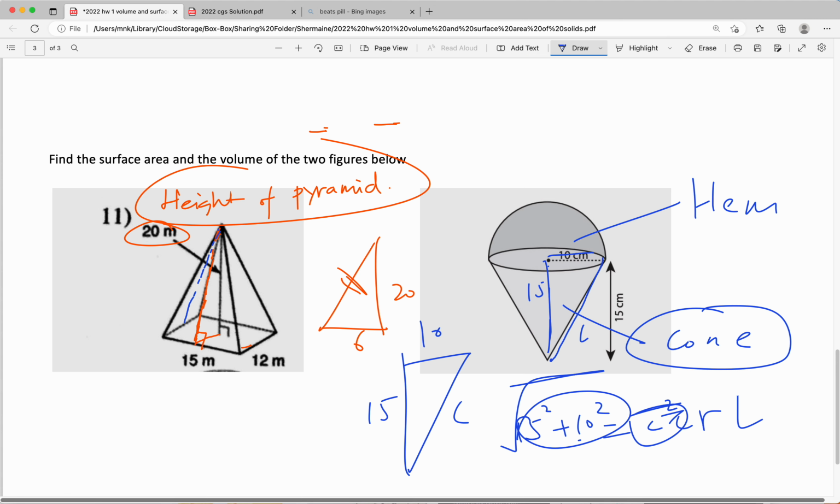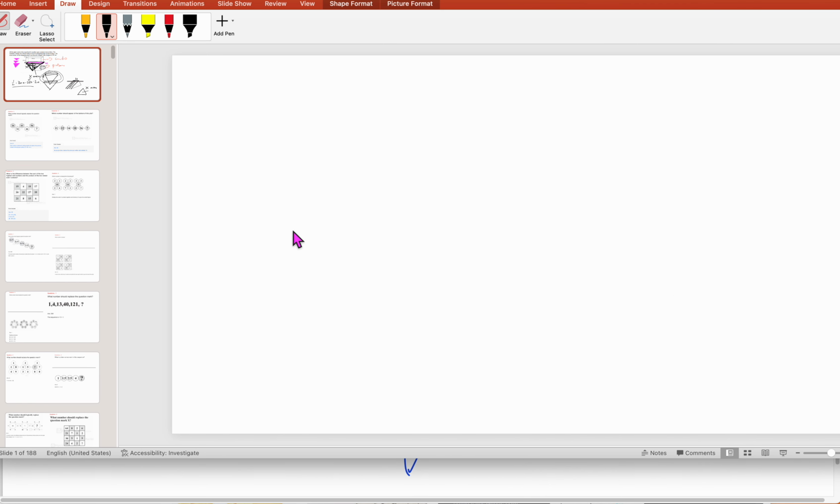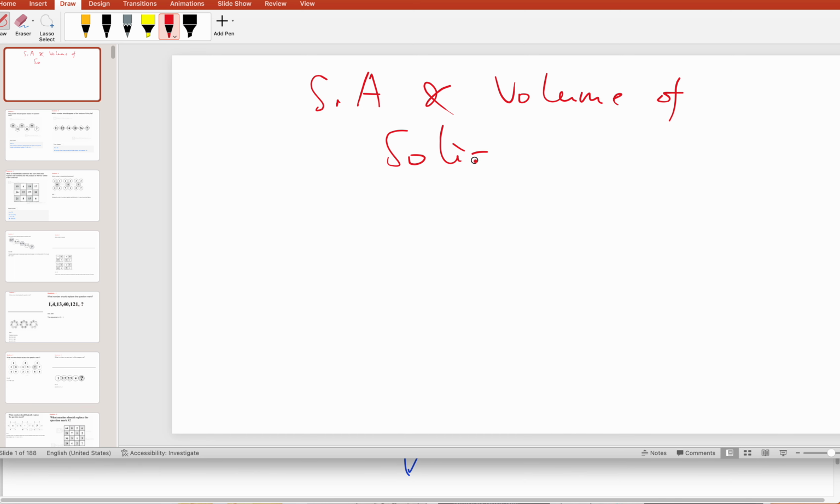So let me give you a summary. We have talked about surface area and volume of solids. Cuboid, no need to talk about already, you should know. Cube, you should know. Right? Then cylinder.